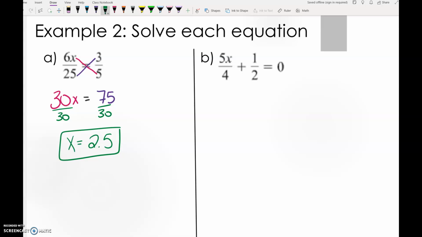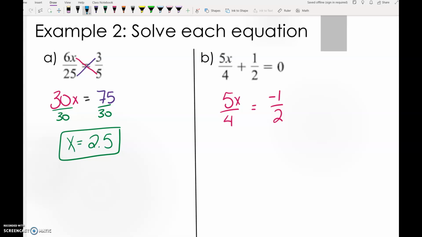So in example B, because there's a plus sign, we can't currently cross multiply. But do you see how there's a 0 on the other side? Could we subtract 1/2 on both sides to get it to look like fraction equals fraction so that we could cross multiply? So that's what I'm going to do. I'm going to keep the 5x over 4 on one side and do -1/2 on the other. So what I did was I subtracted 1/2 on both sides.